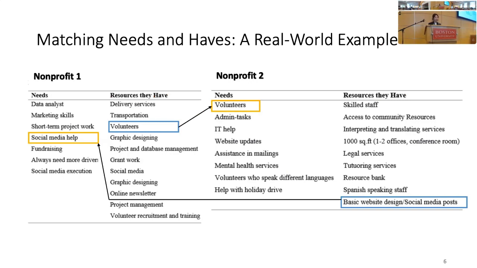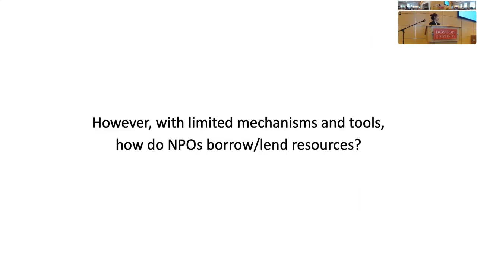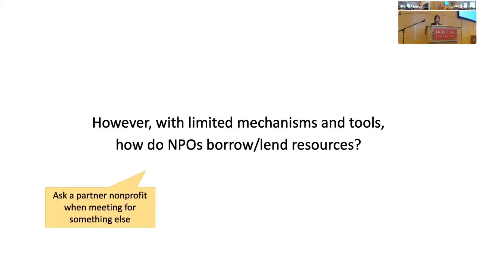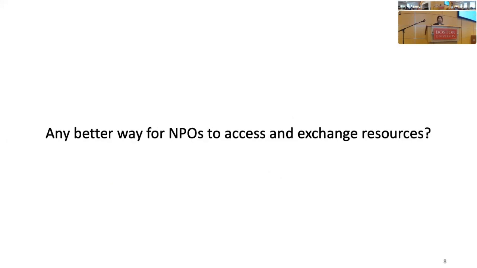For example, in this real world example, the volunteers nonprofit two needs, nonprofit one has. However, with limited mechanisms and tools, how do nonprofits borrow and lend resources? Probably some conventional ways, right? For example, ask a partner nonprofit when they meet with each other, or directly ask for help via phone call. Any better way to access and obtain resources?